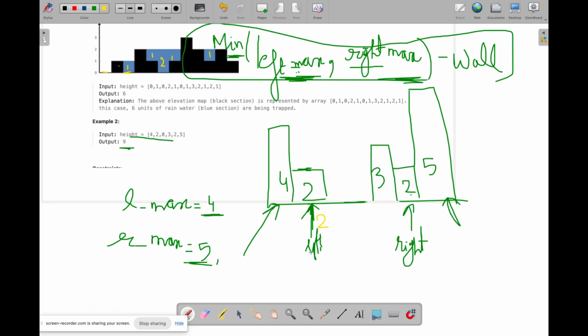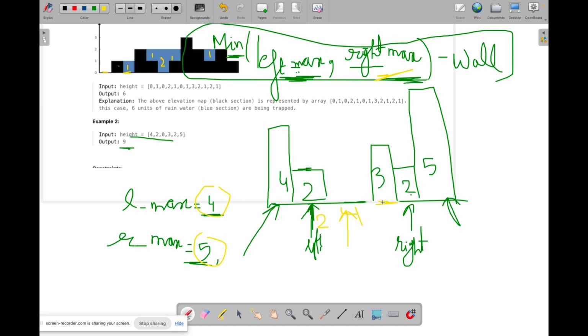Now I will increase this left pointer, because this was the minimum one. Again I will check what is the left max. Left max is 4. What is the right max, which is 5. So again I don't need to bother what is the exact value of right max, but I know it is greater than the left max. So I need to take the minimum of this. Again the minimum is 4, minus height of the wall, which is 0, so 4 minus 0 will be 4, so I will store 4 unit of water.